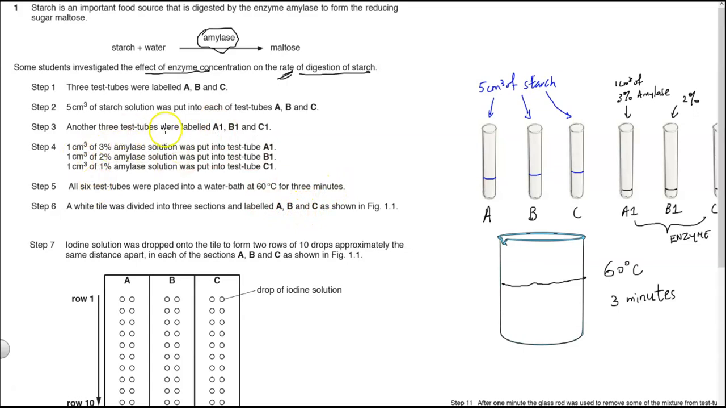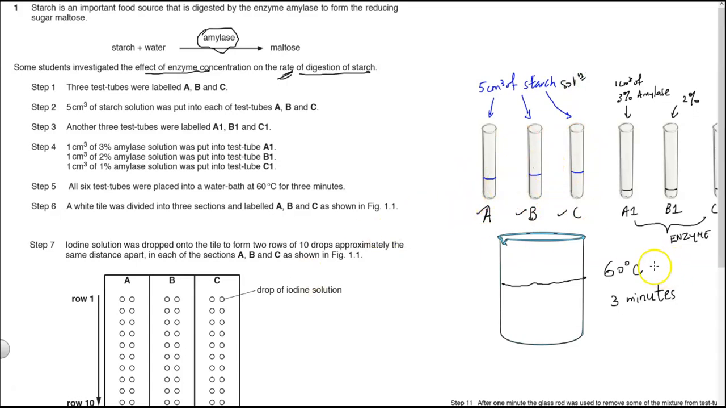So we can see step 1. It said that 3 test tubes were labeled A, B, C. As you can see here in the diagram, A, B, C, 3 test tubes. And basically in these 3 test tubes, in step 2, 5 centimeter cube of starch solution was put in each of these test tubes. So we add 5 centimeter cube of a starch solution in the test tube A, B, and C. So it's 5 centimeter cube.